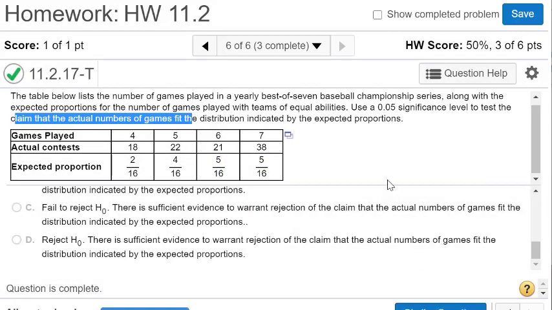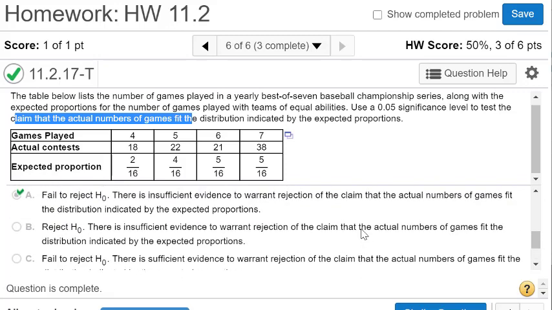Now, since we were not able to reject that, we can probably conclude that it doesn't fit this proportion, so it might fit another set of proportions that we can come up with.